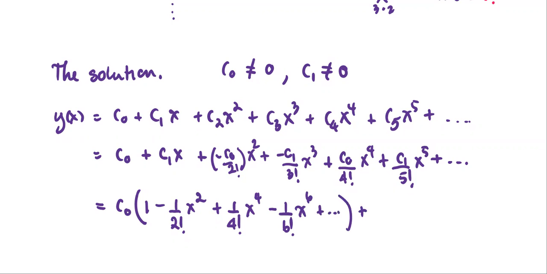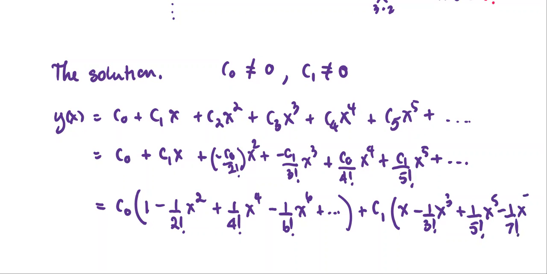Plus the second group with the common coefficient C1. We get C1 multiplied by x minus 1 over 3 factorial times x to the third plus 1 over 5 factorial times x to the fifth. And we can make a prediction for the next term as negative 1 over 7 factorial times x to the 7, and so forth.